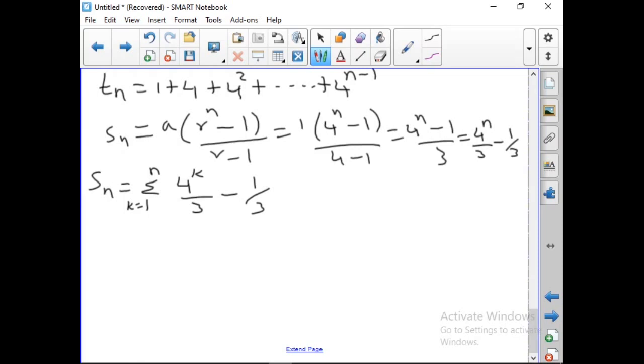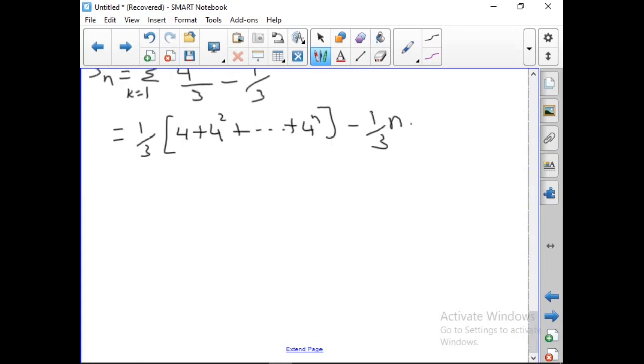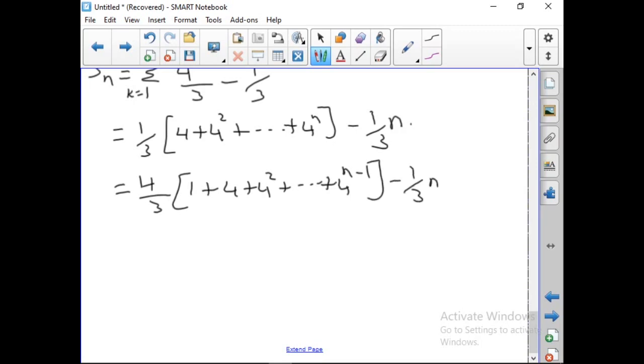Okay. So what is this now? This is equal to 1 by 3 into, when you put k equal to 1, it is 4. k equal to 2, 4 square. Plus n means 4 power n. Minus 1 by 3 n times. அப்படிதானே 1 by 3, 1 by 3, 1 by 3 n times we get. So it is 1 by 3 n. So now this is equal to 4 can be taken out. 4 by 3 into 1 plus 4 plus 4 square plus etc. up to 4 power n minus 1 minus 1 by 3 n.